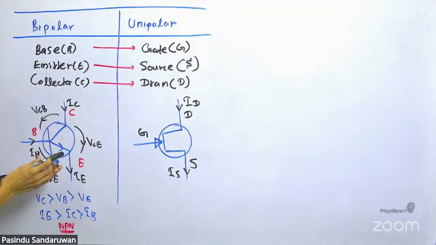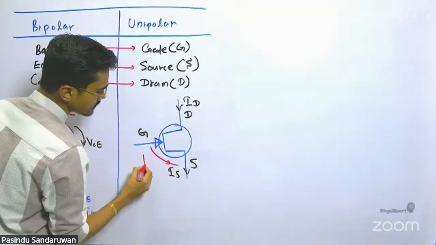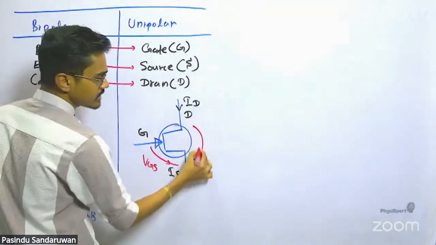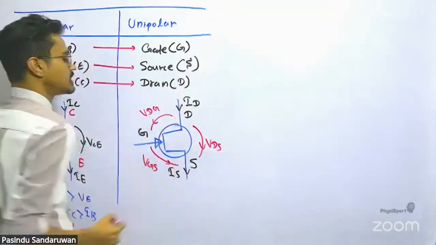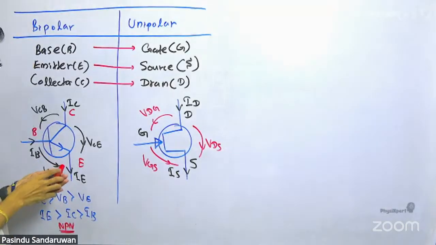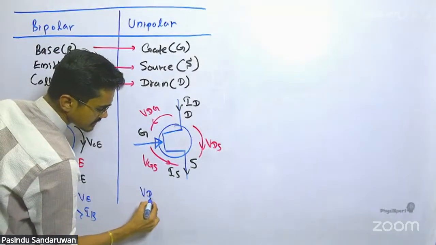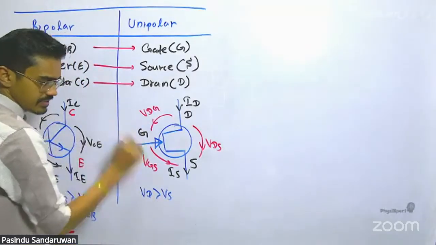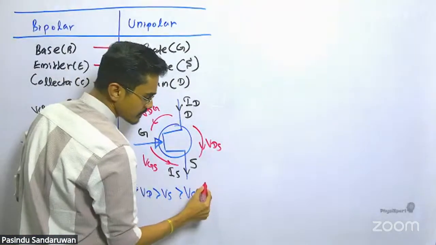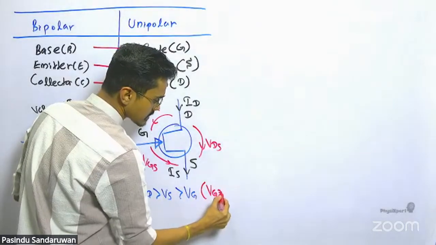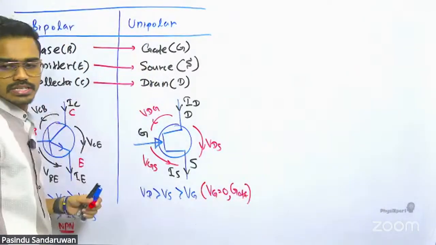And it has potential differences. The potential difference between these two is called VGS, between these two VDS, between these two VDG. Now the order of potentials. Current flows from D to S, so VD is greater than VS, and VG is always the least because this is a special thing. Because VG equals 0, that is called gate off.